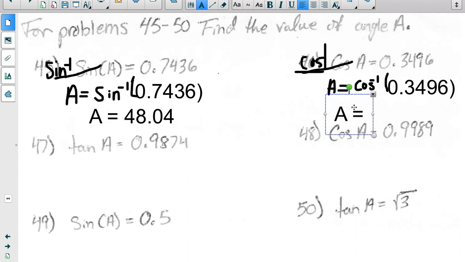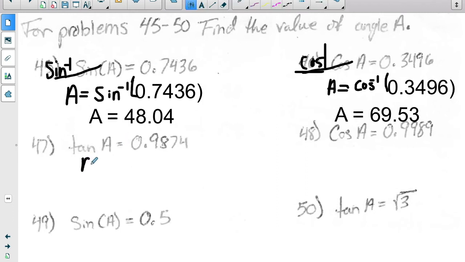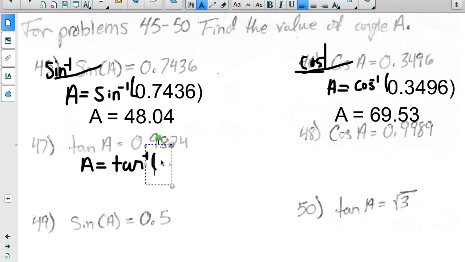So angle A, again, we just got to take our calculator and type in cosine inverse of 0.3496. And it'll tell us that it's 69.53 degrees. And that's it. We just have to take the inverse of both sides. So for tangent of A, I'd take tangent inverse of both sides, which would give me A by itself is equal to tangent inverse of 0.9874.